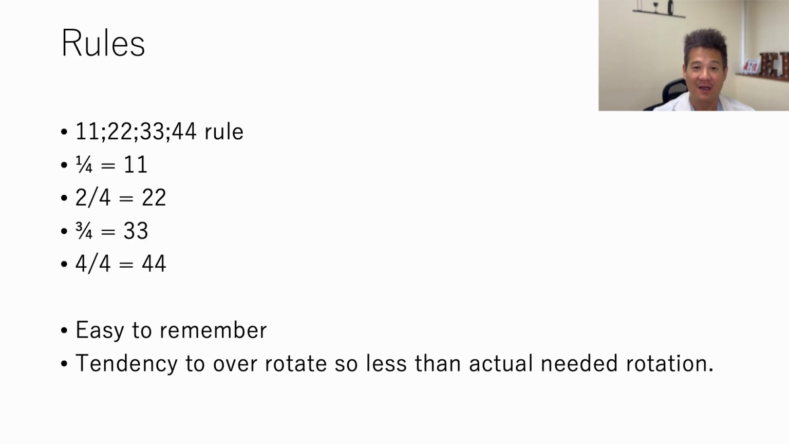Some of the more clever students will ask me then, Cecil, but your rule is 1/4 is 11, half is 22, 3/4 is 33, and 4/4 is 44. It doesn't match the theta, and you're absolutely right. The reason it doesn't match is I've done a little bit of compensation, because the temptation to do the secondary rotation is always to rotate too much. We always rotate too much. So I've subtracted a little bit from the theta to take account of this. Besides, 11, 22, 33, and 44 is very easy to remember. And so that is why my rule is 11, 22, 33, 44.